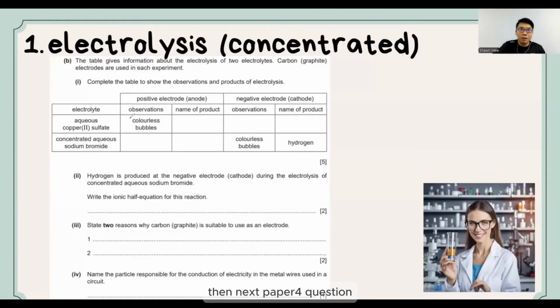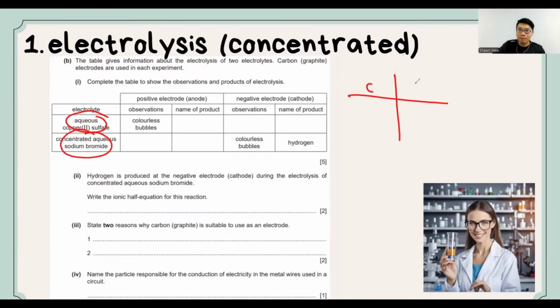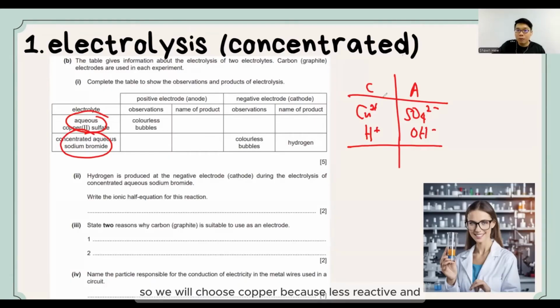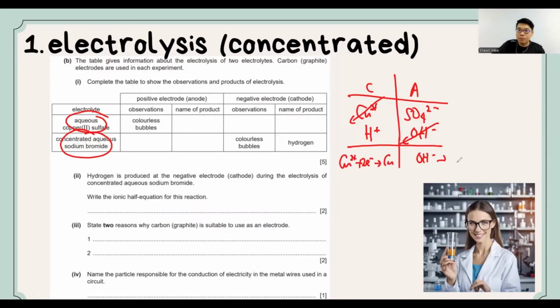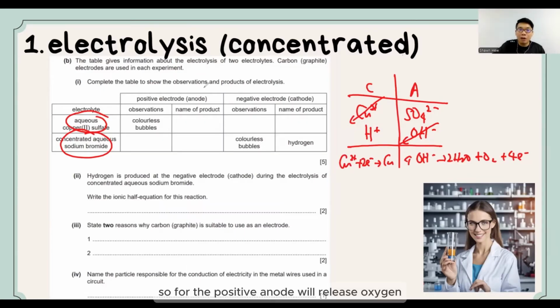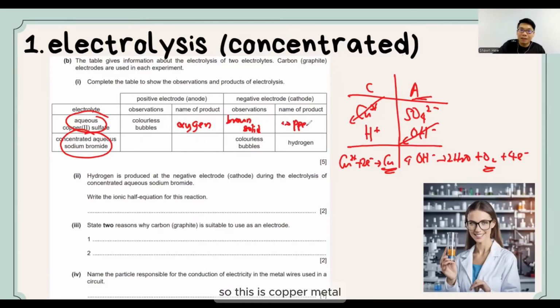Okay, next P4 question. They say the table gives information about electrolysis of two electrolytes. Carbon or graphite electrode is used in each experiment. So they are using this and this. So for aqueous copper sulfate, we will choose copper because it's less reactive, and then here is confirmed OH. So for the positive anode, we will release oxygen. So colorless bubbles will form, and the name of the product is oxygen. Negative electrode is cathode. Copper will form, brown solid will be deposited. So this is copper metal.